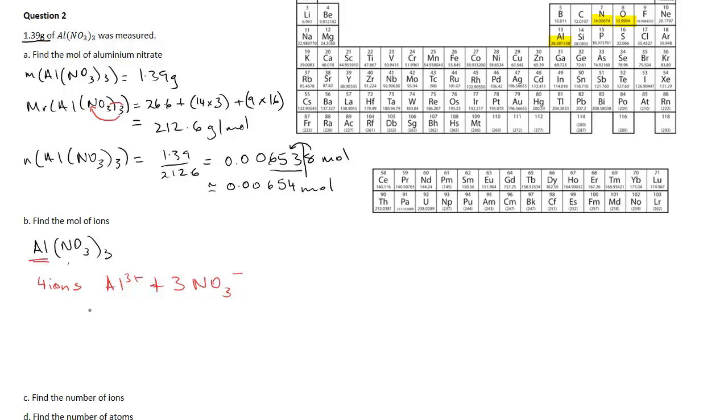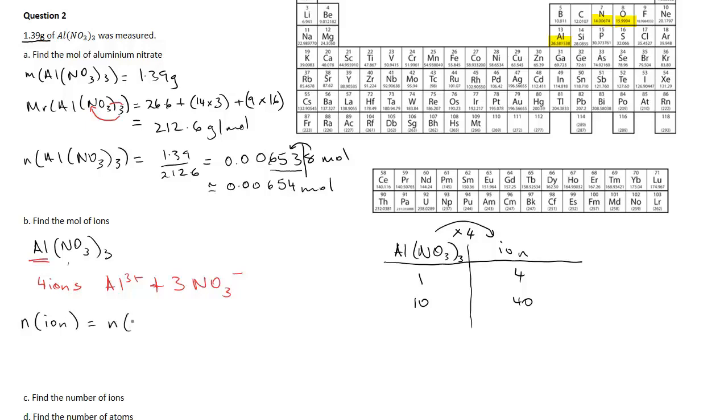And so what we can do is, once again, look at this kind of table where we're comparing aluminium nitrate to ion amount. One of these has 4 of those, 10 of these have 40 of these, so you can see that to go from the molecule to ions, we're timesing it by 4. So to work out the mole of ions, you need to take the mole of aluminium nitrate and times it by 4.